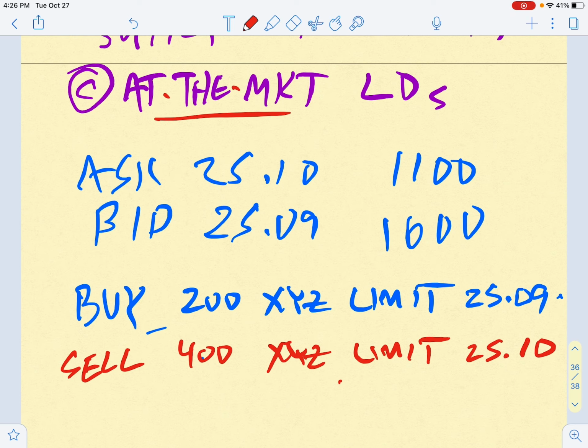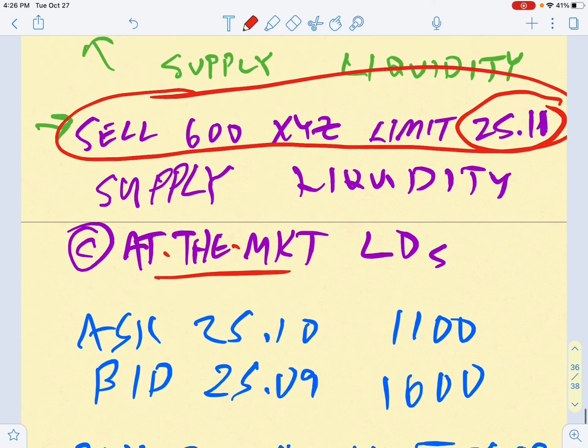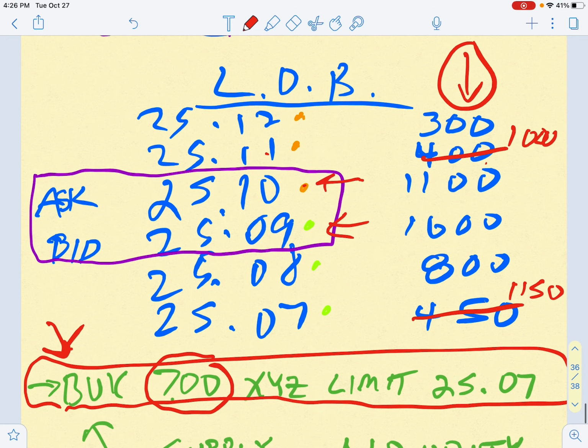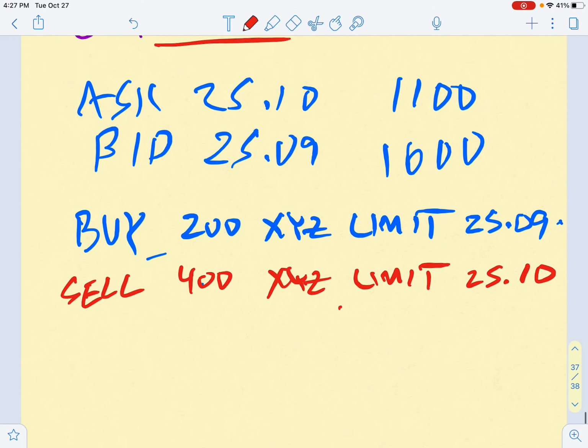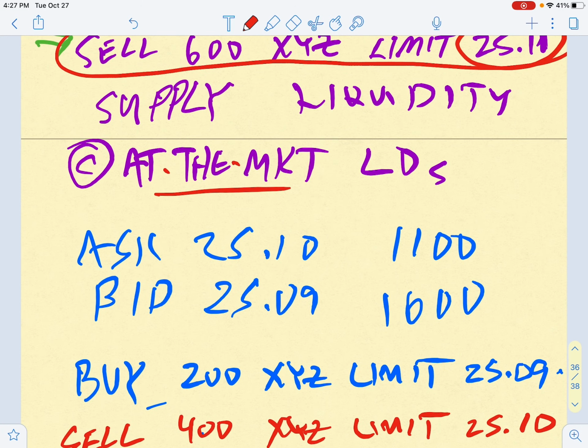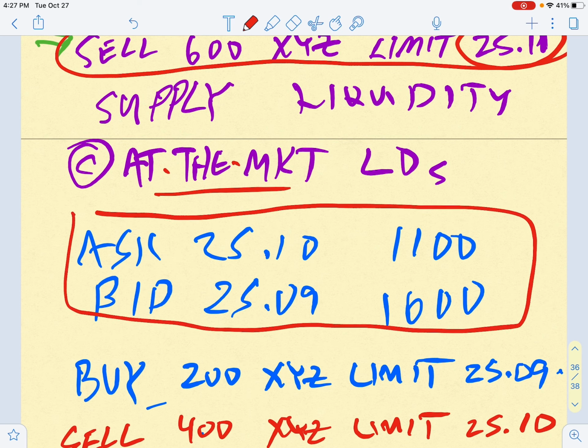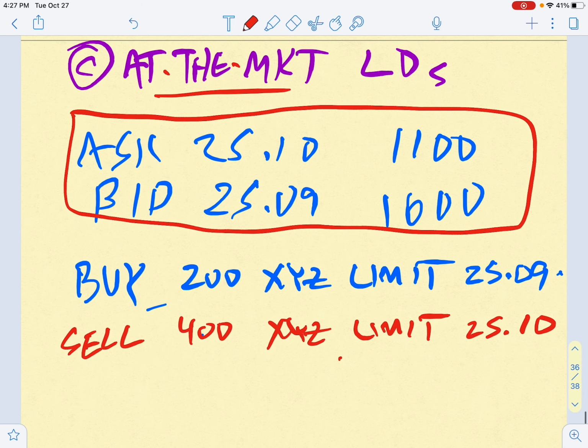If it's a sell order, the limit price specified is the ask. So let's look back here at our limit order book. Those are our prices. Here I've just put the bid and the ask down here for you with their sizes so we don't have to refer up. We start off with an at-the-market limit order example: buy 200 XYZ, limit 25.09. Well, 200 shares at 25.09.